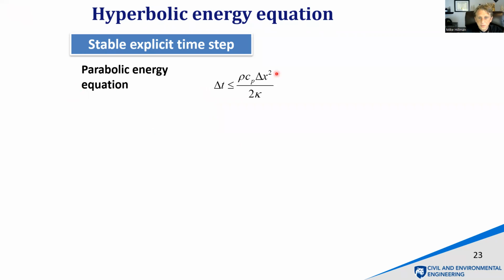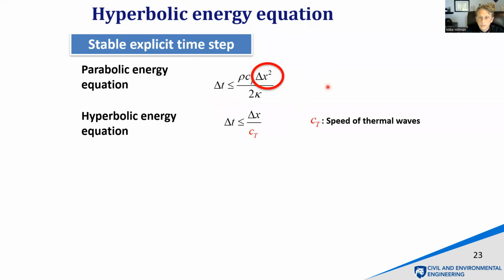Just to remind you again, we have this time step restriction for the parabolic energy equation. Generally, explicit is considered prohibitively expensive because of this delta x squared. So I asked my student to look into whether there's such a thing as a hyperbolic energy equation. And in that case, indeed there is. And as you probably know, if you lump all of these, for hyperbolic equations, you get a time step like this.